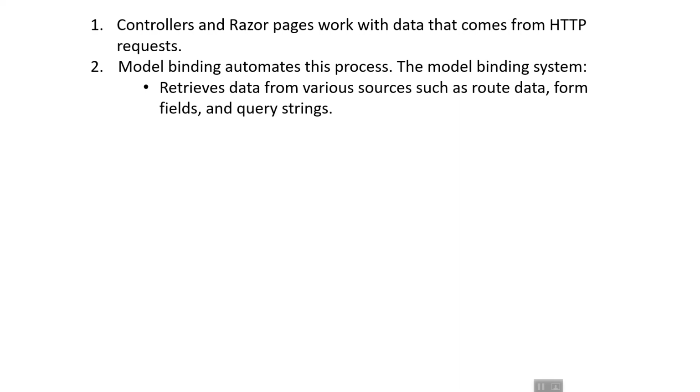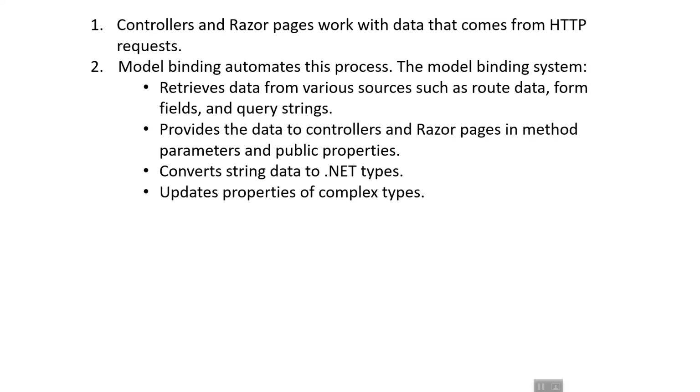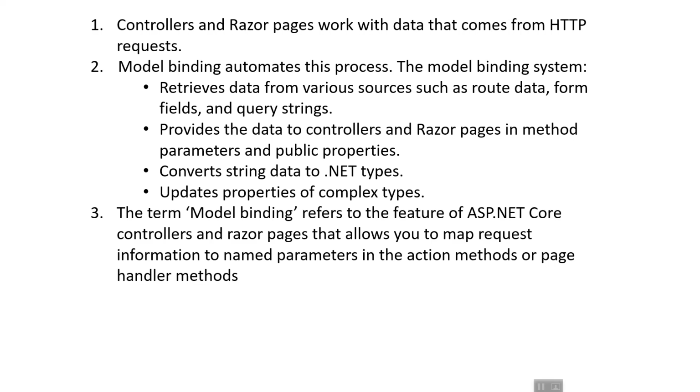The model binding system retrieves data from various sources such as route data, form fields, and query strings, and provides the data to controllers and razor pages in method parameters and public properties. It also converts string data to .NET types and updates properties of complex types. The term model binding refers to the feature of ASP.NET Core controllers and razor pages that allows us to map request information to named parameters in action methods or page handler methods. Action methods in controllers and page handler methods in razor pages.